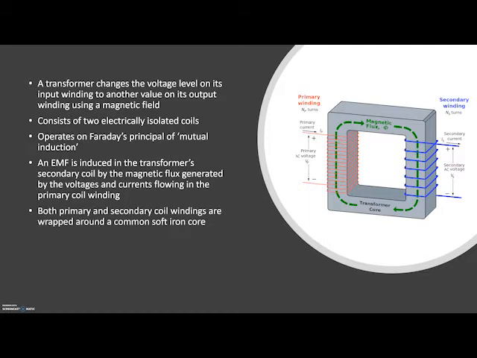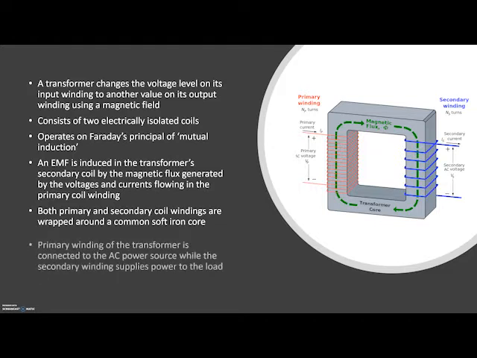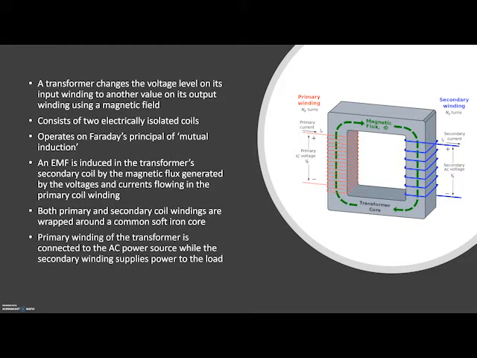Both primary and secondary windings are wrapped around a common soft iron core. The primary winding of the transformer is connected to the AC power source, while the secondary winding supplies power to the load.